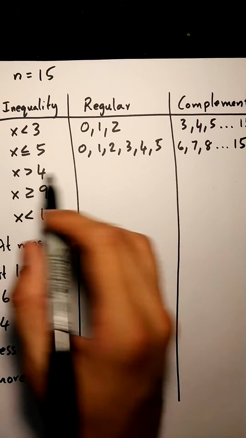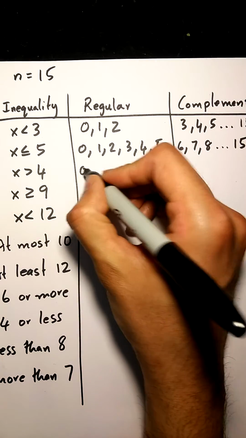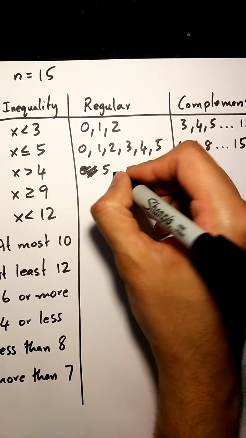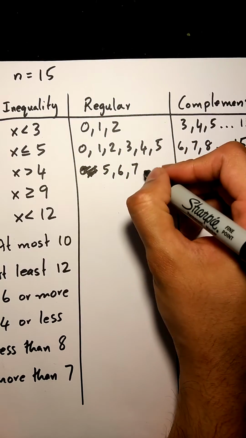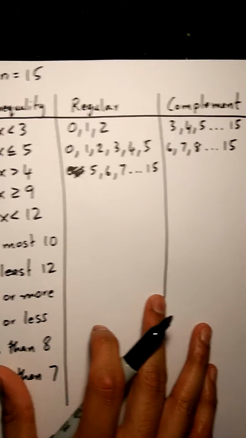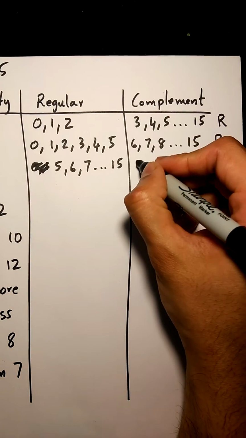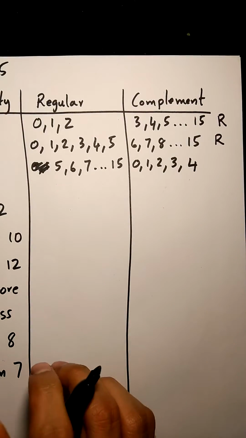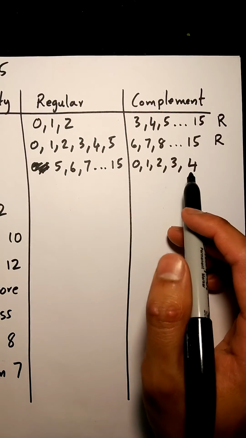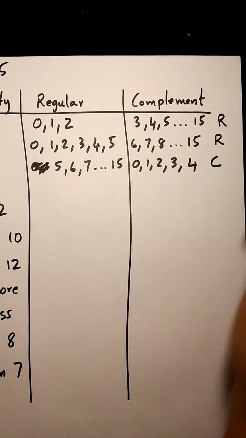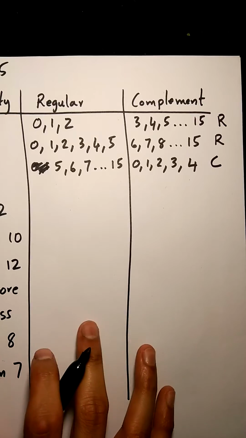Okay, let's look at a third example. X is greater than 4, so that's 0... Oh no. Starts at 5, 6, 7. That's going to go all the way up till 15. It's a lot of calculations. Let's look at our complement. Complement 0, 1, 2, 3, 4. 5 calculations here, 11 calculations there. In this case, we're going to choose to use our complement.